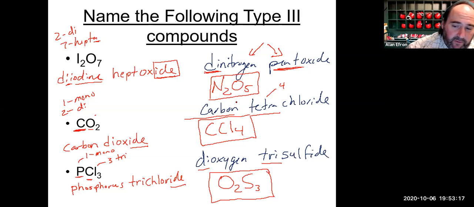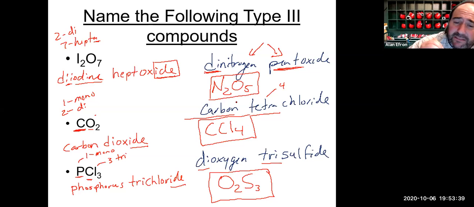Yes, because it will be wrong. So make sure that you don't mix any of those things together. Roman numerals only for metals and nonmetals, where the metal is a transition metal. Prefixes only for nonmetals, and no prefixes or Roman numerals needed for type 1 compounds. Any questions on any of those things?